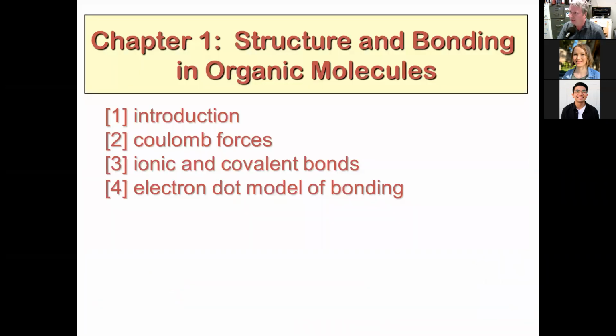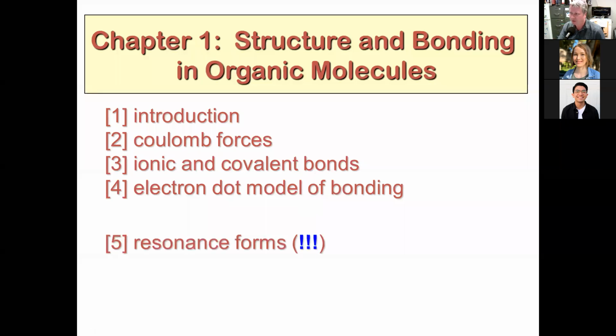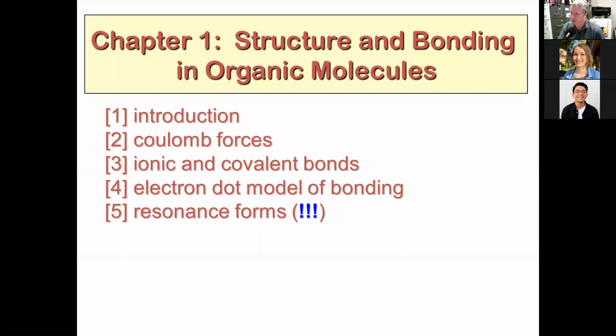Okay. All right. So what are the things we're going to talk about? Structure and bonding of organic molecules. We're going to introduce structure and bonding, talk about Coulombic forces, ionic and covalent bonds, electron-dot models of bonding. This is all stuff you should know from Gen Chem already. Resonance forms, that's a big one. You're going to be using resonance throughout Organic 1 and Organic 2. So that's going to be a big topic, okay?